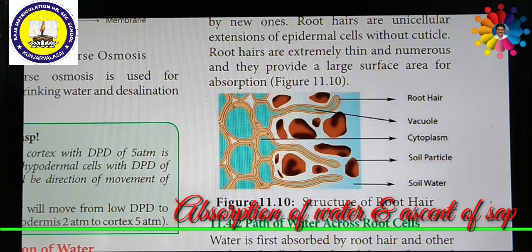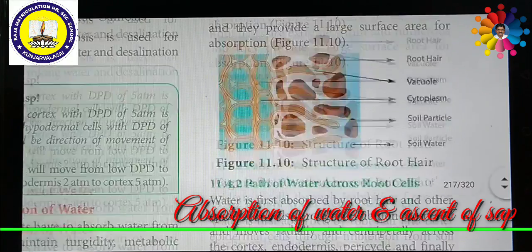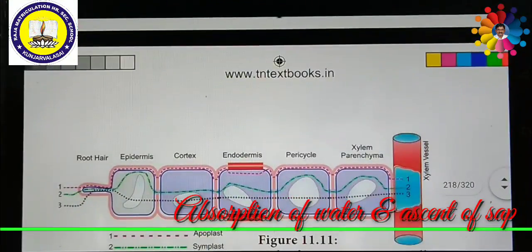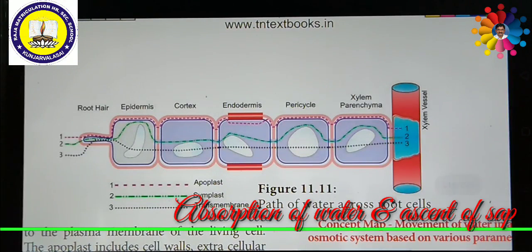What do you mean by apoplast? Apo means away, plast means cell. That means the apoplast consists of everything external to the plasma membrane. This can be understood with the help of this picture. Look at the picture. This picture will help you understand how apoplast, symplast and transmembrane pathways take place. Number one is apoplast. Number two, the green pathway, is symplast. The dotted black spots are transmembrane.